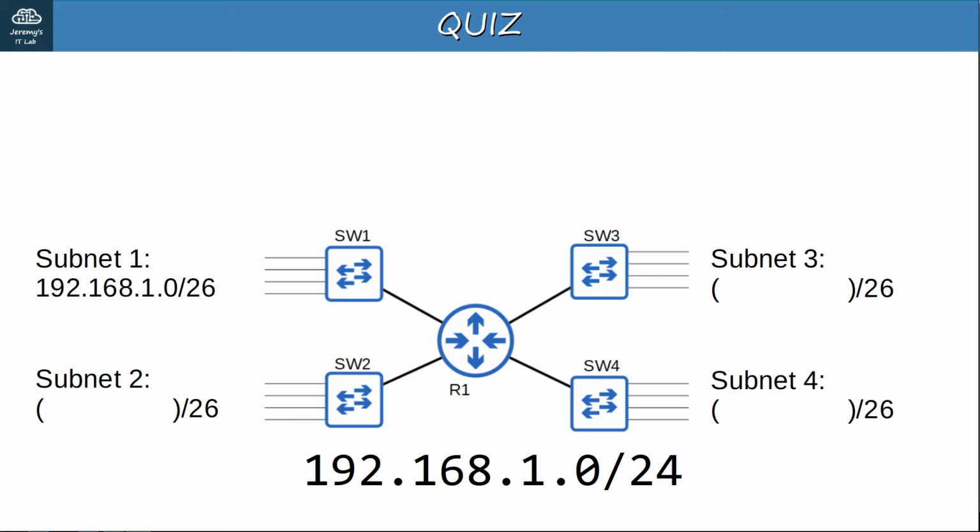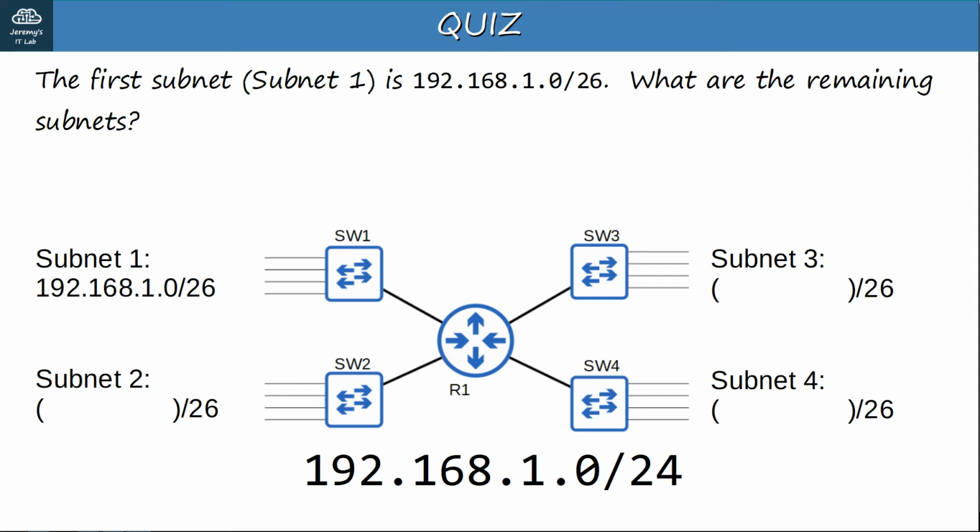So, I think this video has gone on long enough. Instead of finishing this task in this video, I'll make it this week's quiz. The first subnet, subnet 1, is 192.168.1.0/26. What are the remaining subnets?